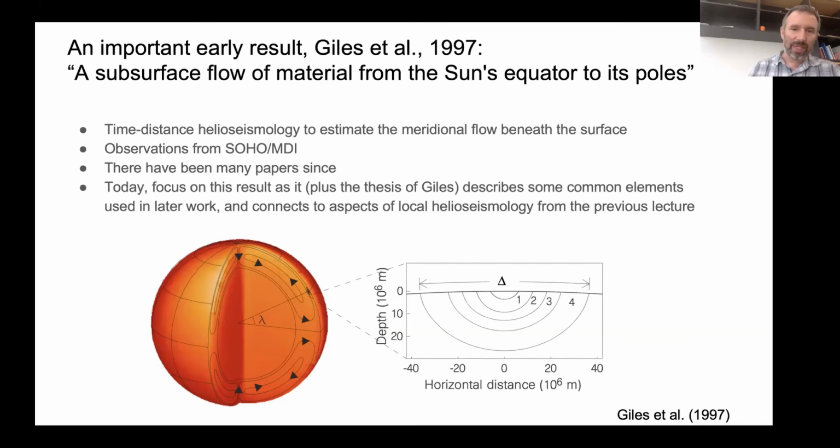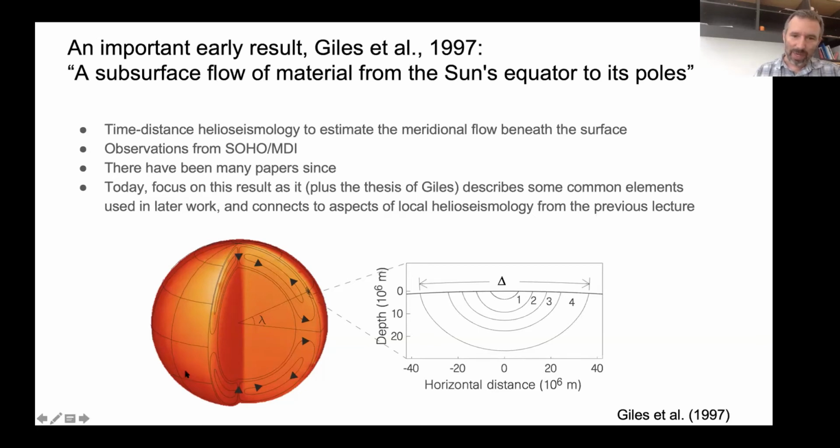There have been a lot of papers since, but one reason I think that this Giles paper is interesting is that it really uses a lot of the common elements that showed up later. And I also like it because it connects clearly to some aspects of time-distance helioseismology that we talked about in the last lecture. And again, I'm absolutely not trying to present a comprehensive review of meridional circulation here.